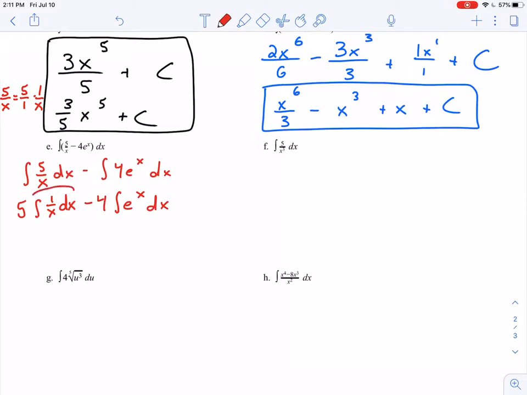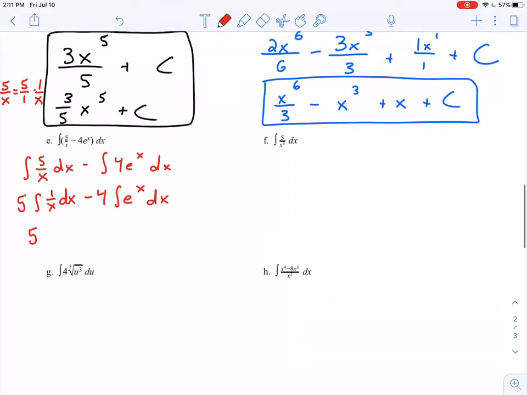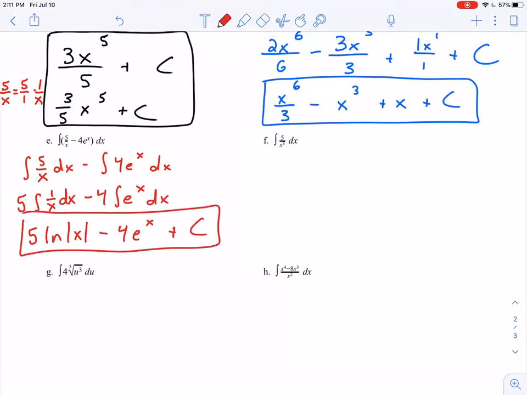Now I think it is a lot more clear what to do with it, because when I take its antiderivative, I know that's going to be 5 times the natural log of the absolute value of x, minus 4 times this antiderivative, well that's 4 times e to the x, and then plus my constant of integration c. Here we go.